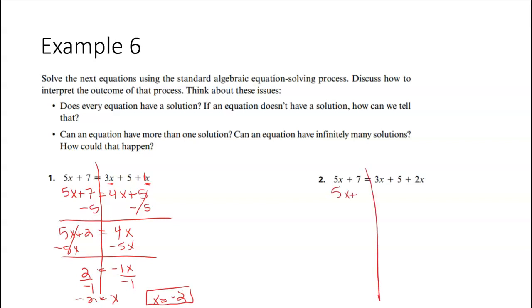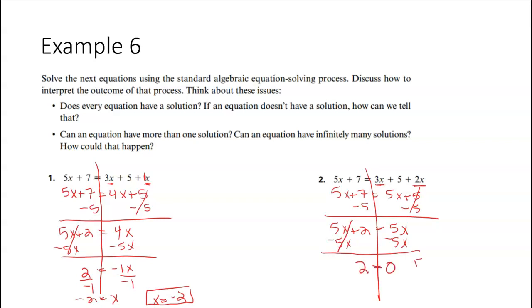5x plus 7 equals, we're going to combine these two, we get 5x plus 5. We're going to subtract 5 on both sides of the line. So we get 5x plus 2 equals 5x. Now I'm going to subtract 5x on both sides. You might be saying, uh-oh, something weird is about to happen. And we get 2 equals 0. This is false, which means no solution. If this had been a true statement, it would be infinitely many, but we get no solution.